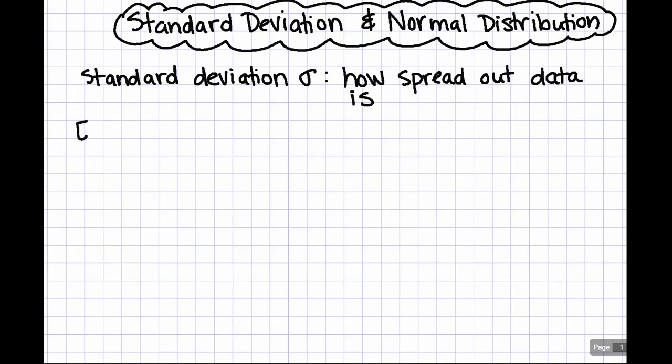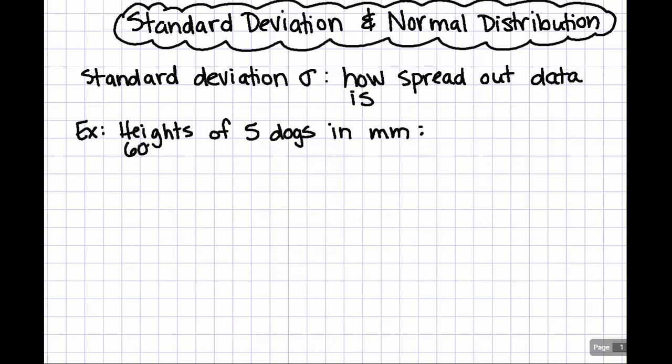So the example I'm going to do is going to be the heights of 5 dogs in millimeters. Okay. And so let's say that their heights are the following. 600, 470, 170, 430, and 300.